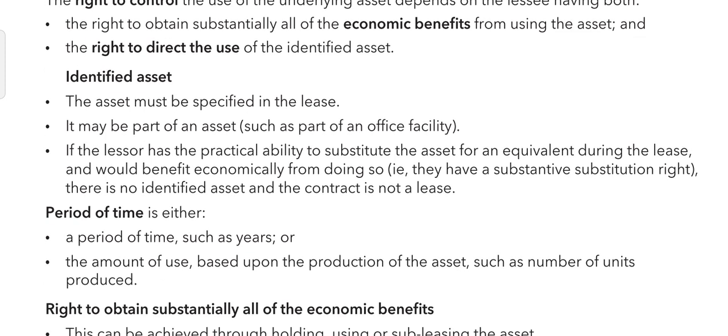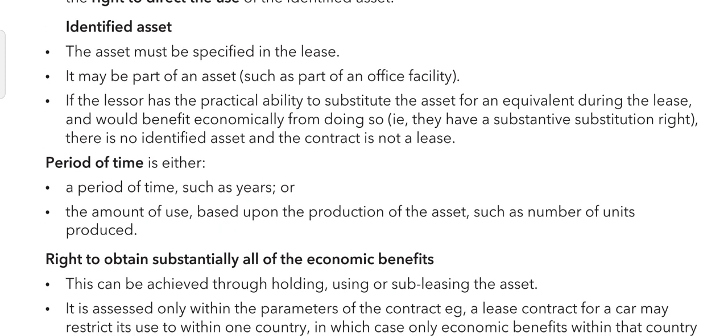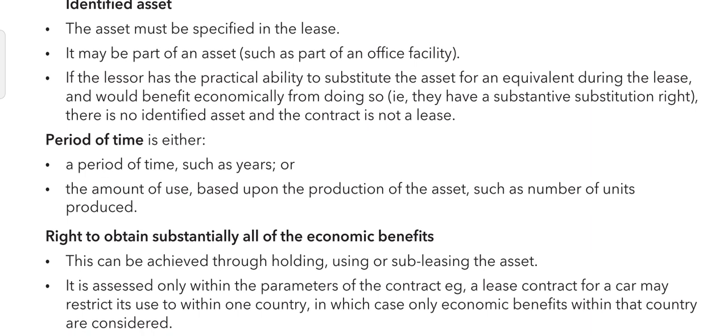So what is an identified asset? The asset must be specified in the lease. If the asset is not specified in the lease contract, this contract can never be a lease contract. It can be a car, machinery, land, or anything, but it must be specified in the lease. It may be part of an asset, such as part of an office facility.